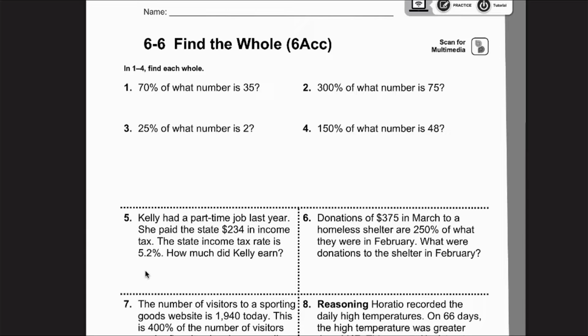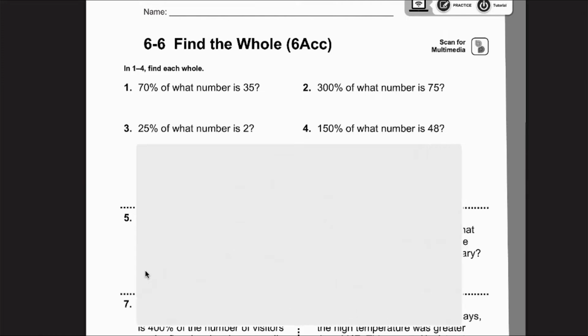I'm going to do a couple of your classwork/homework problems to help you out a little bit. We're going to start off with number 4. Okay, so we're going to do number 4. I'm going to give myself a little paper to work on over here. All right, so it says 150% of what number is 48?